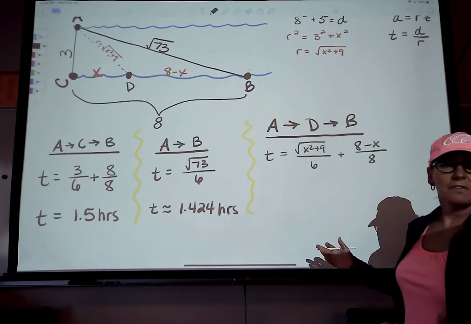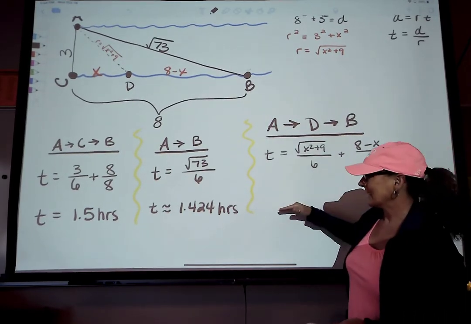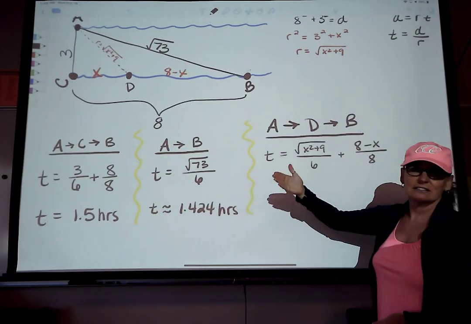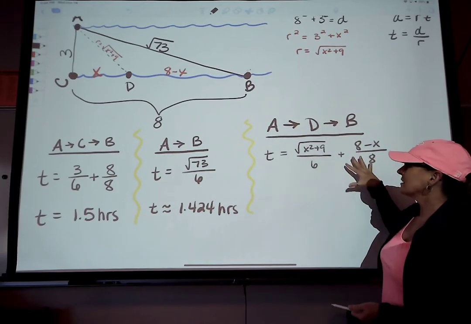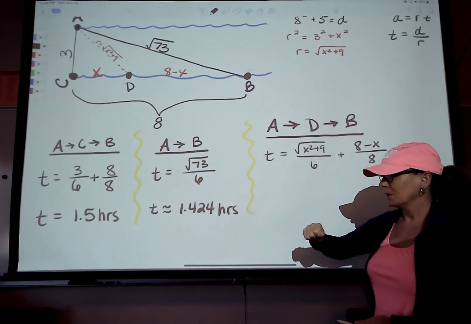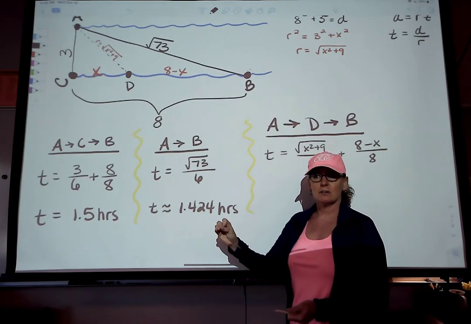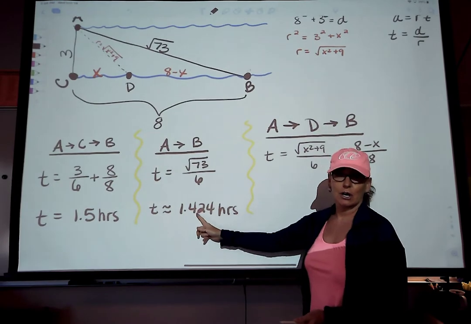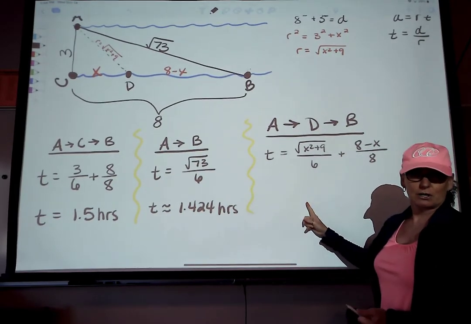Okay, and we don't know what this is. We can't get a number really quickly for time because we don't know where he's going to land. So all we've got is a representation. You know what we want to do though? We want the least amount of time. Right now, this one's the winner. I wonder if this one could be the winner.